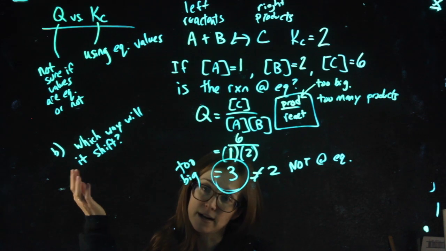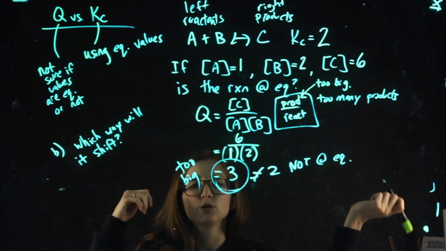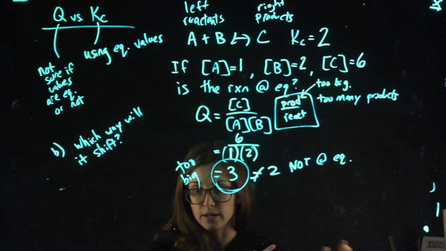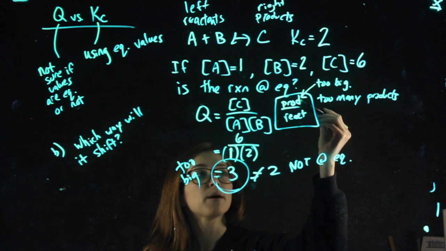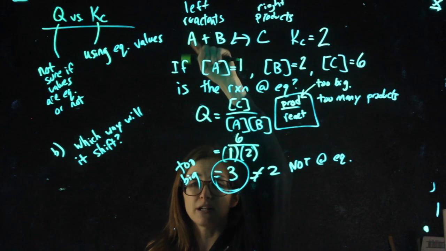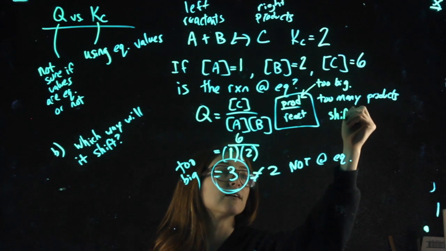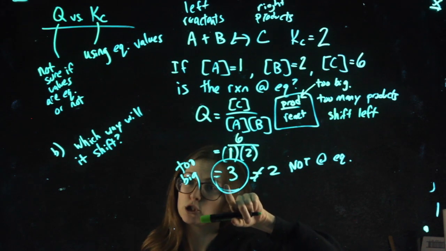I have too many products. If I have too many products, that's like saying I don't have enough reactants. So I'm going to shift away from the products towards the reactants. I want to get rid of some of my products and make more reactants. My reactants are on the left, so I am shifting left, simply because this number was too big.